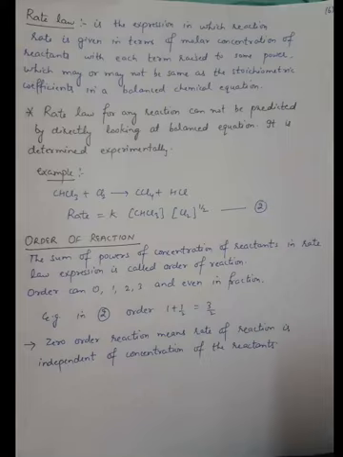Now order of the reaction, which is a very important topic. Order of the reaction is the sum of the powers of concentration of reactants in the rate law expression. Consider this reaction. Here the sum of the powers of concentration is 1 plus 1 by 2 equal to 3 by 2. So the order of the reaction will be 3 by 2. Order can be 0, 1, 2, 3, or even a fraction. Zero order means the rate of reaction is independent of the concentration of reactant.